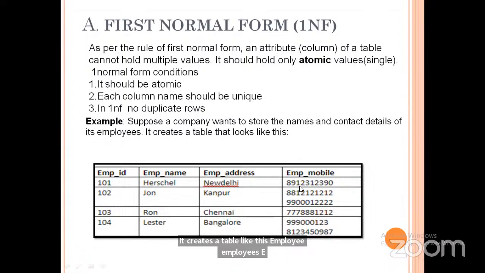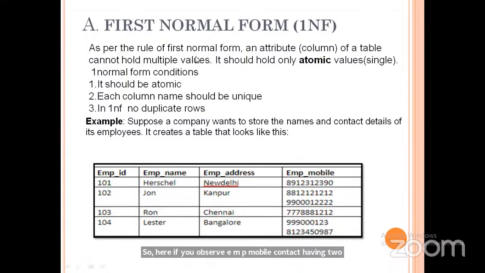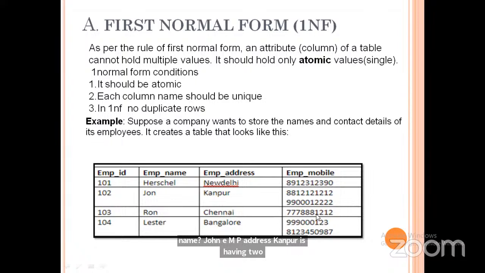Here, if you observe, EMP mobile contact numbers are two for EMP ID 102. What is our condition in first normal form? It should be atomic, that means it should have only a single value, like 101 Harchesel, New Delhi, and the mobile number. But here, for employee 102, employee name John, EMP address Kanpur, he is having two contact numbers. This is not 1NF. This is invalid for 1NF.